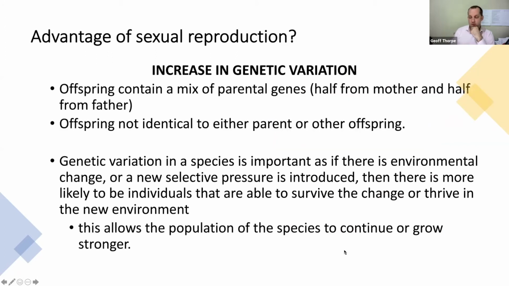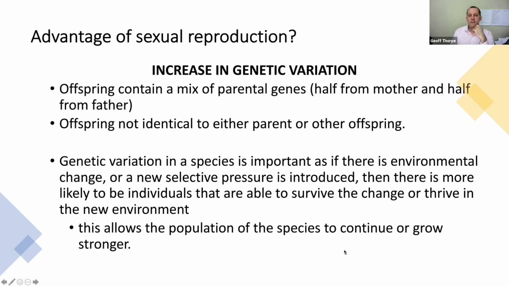So the advantage of sexual reproduction. The simplest way to explain it, and we'll elaborate, is that it increases the genetic variation. You are a mix of your mum and dad. Your mum and dad are a mix of their mum and dad. Everyone is a mix of a mix of a mix, which helps make everyone a little bit different. So the big advantage is it increases genetic variation.